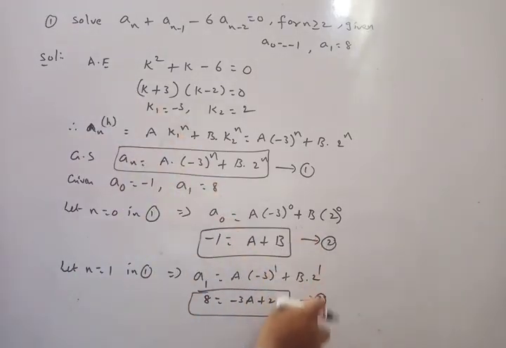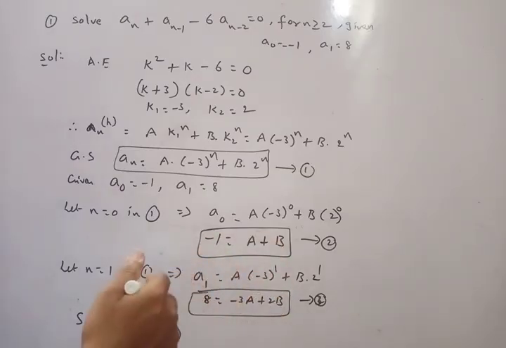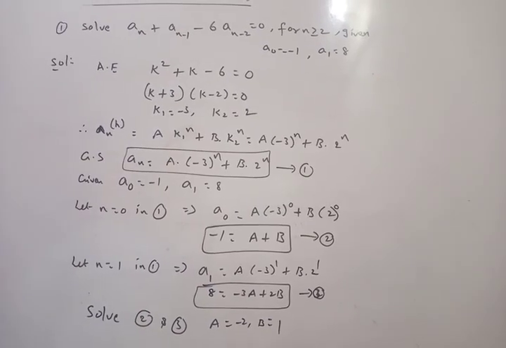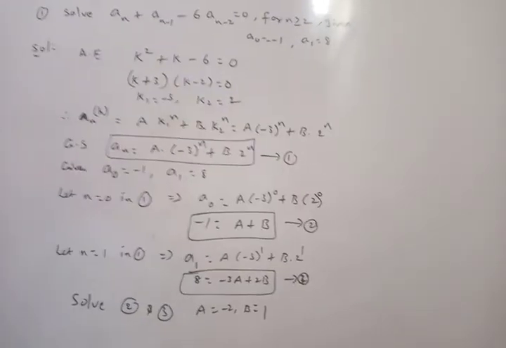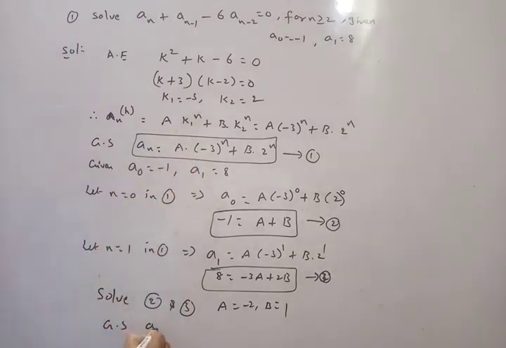If I solve these two equations, that means multiply one by 2 or 3 and add or subtract, we get the values of a and b. Using a calculator, I calculated a is equal to minus 2 and b is equal to 1. So we have to substitute these a and b values in equation 1. So the general solution a_n is equal to, a is what? Minus 2 into minus 3 power n, b is what? 1 into 2 power n.